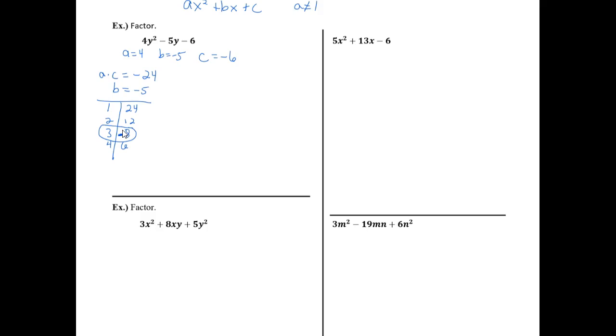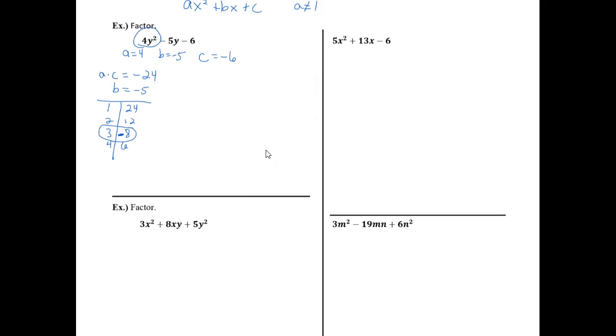But now I cannot go straight into my parentheses. Before, I would do this: I would say y plus 3 and y minus 8. However, y times y would give me y squared. But I don't want y squared, I want 4y squared. So we can't do that. So let's erase this. Instead, we're going to use factoring by grouping.